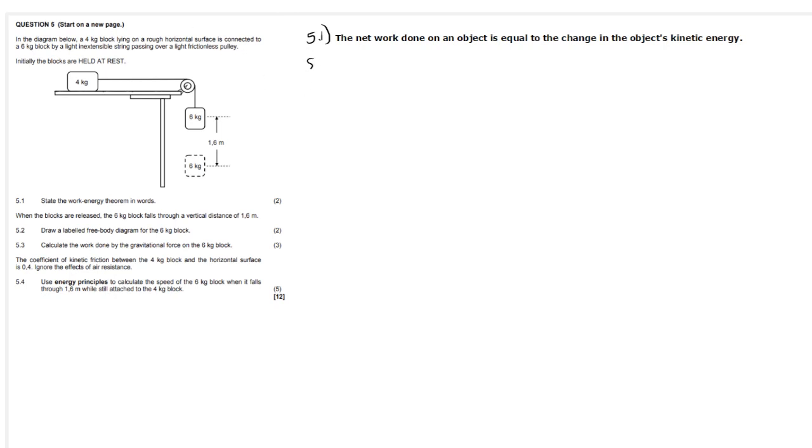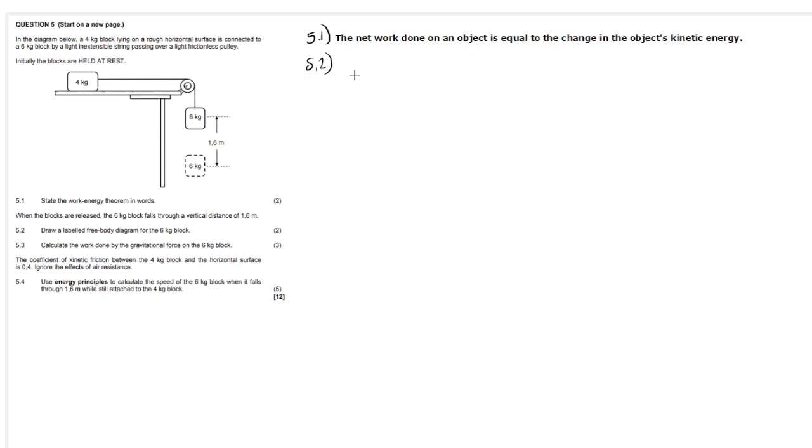So 5.2, next question. Well, hold on. Let's understand what's going on first. In the diagram below, a 4 kilogram block is lying on a rough horizontal surface. It is connected to a 6 kilogram block by a light inextensible string passing over a light frictionless pulley. Initially, the blocks are held at rest. Okay, so initially, there is 0 initial velocity. Right, let's have a look. When the blocks are released, the 6 kilogram block falls through a vertical distance of 1,6 meters. Okay, so there is definitely some work being done because there is distance being covered.